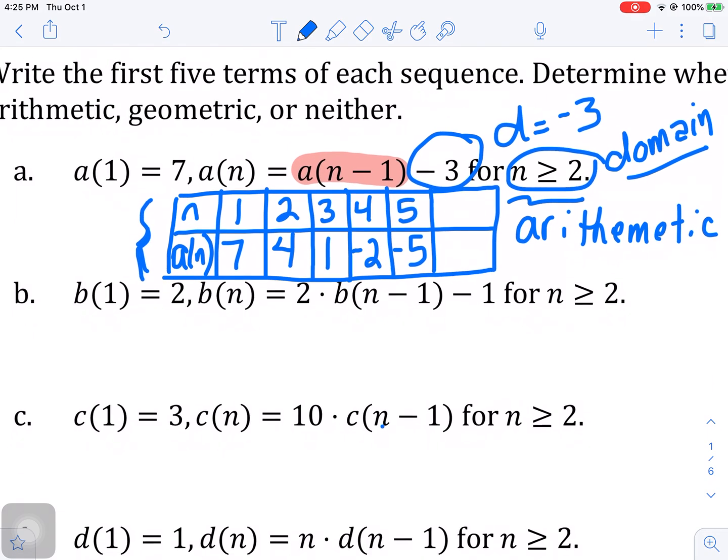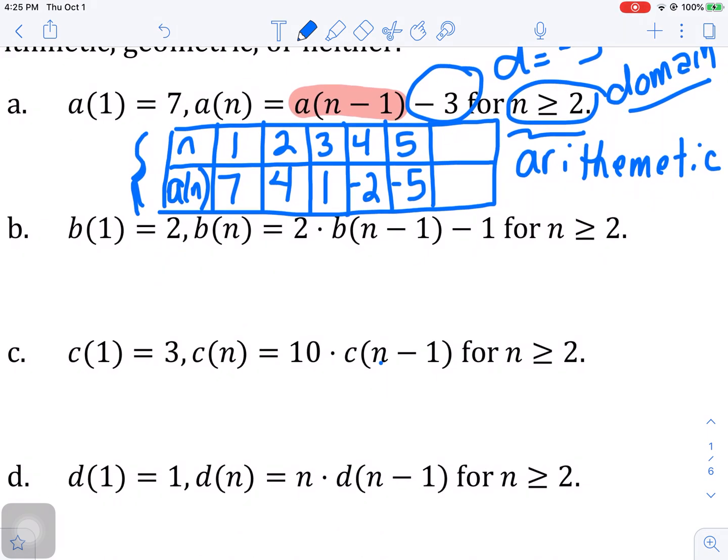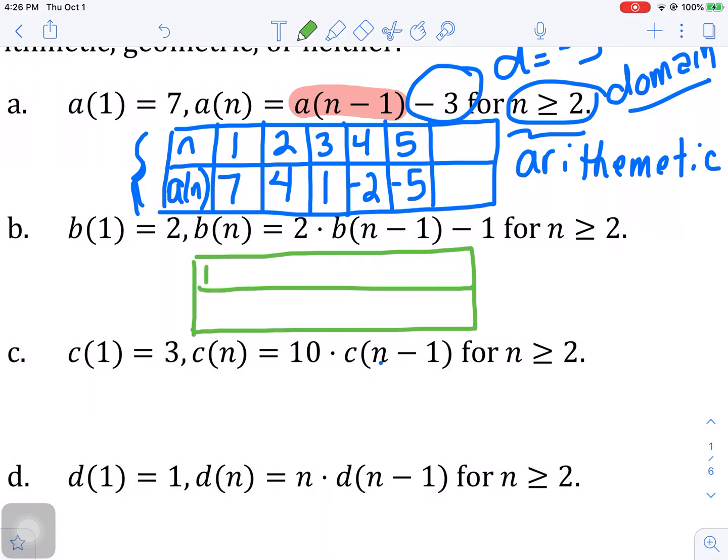So for the next one, let me make another table here in a different color. I'm going to put the term number, n, on top, and b of n on the bottom, since the function is named b of n. So we have 1, 2, 3, 4, and 5 terms again. And the first term, it says, is 2. So now we're going to let n be greater than or equal to 2.